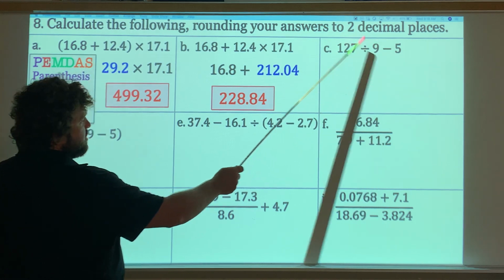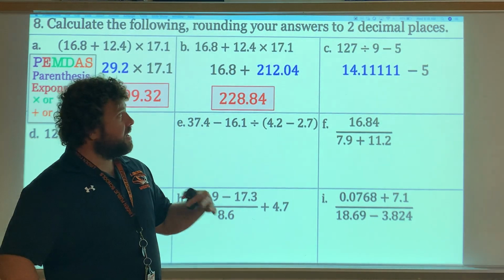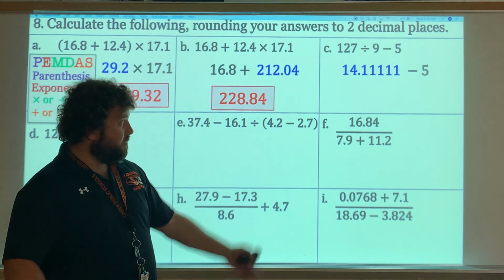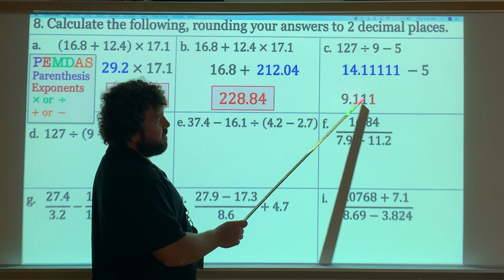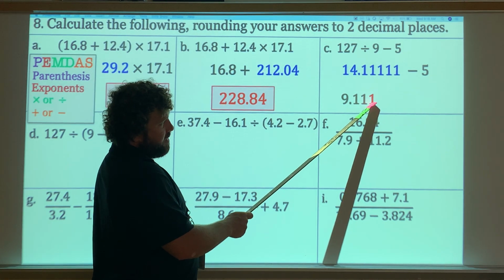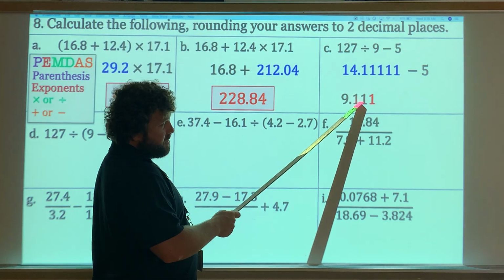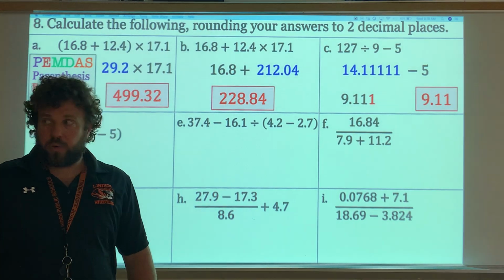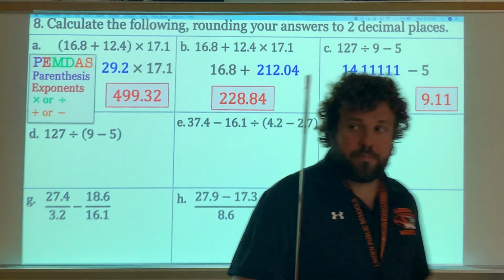Division before subtraction. So 127 divided by 9 is 14.1 repeating. 1/9 is 1, 1, 1, 1, 1, 1, 1 forever. Minus 5. This becomes 9.11. We only have to go right to 3 decimals because we're rounding to 2. And this is less than 5, so it rounds down. Our answer is 9.11, or 9 and 11 hundredths.